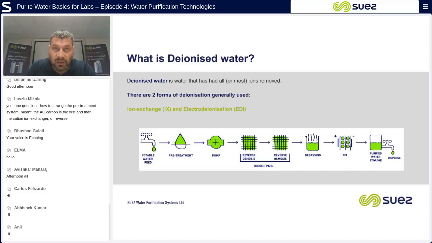The most commonly used is ion exchange in the form of a disposable filter or regenerable cylinder. Electrodeionisation has been available for many years, but was considered considerably more expensive, although this has changed and it has become far more available and cost effective.